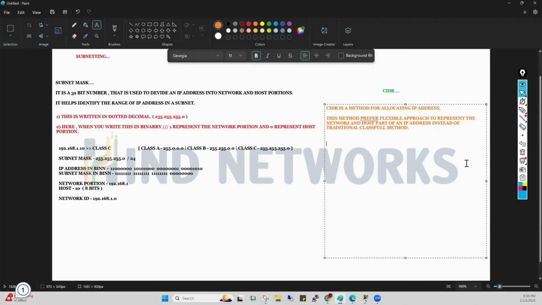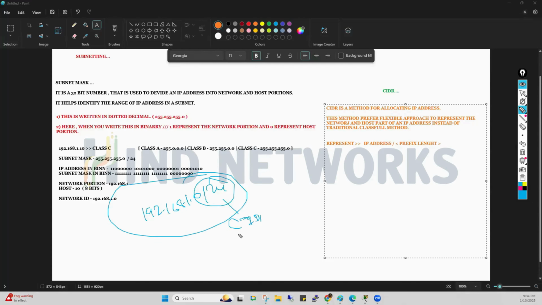Now, how do we represent CIDR? Please remember, first write the IP address. After writing the IP address, put the slash. After the slash, you need to write the prefix length. For example, I'm writing 192.168.1.0/24. That is CIDR. After the slash, this is called the prefix length.